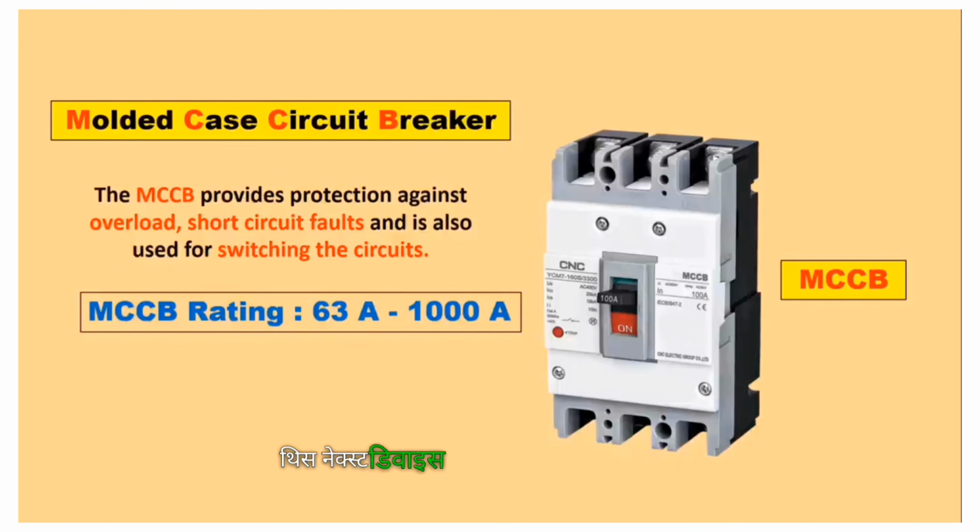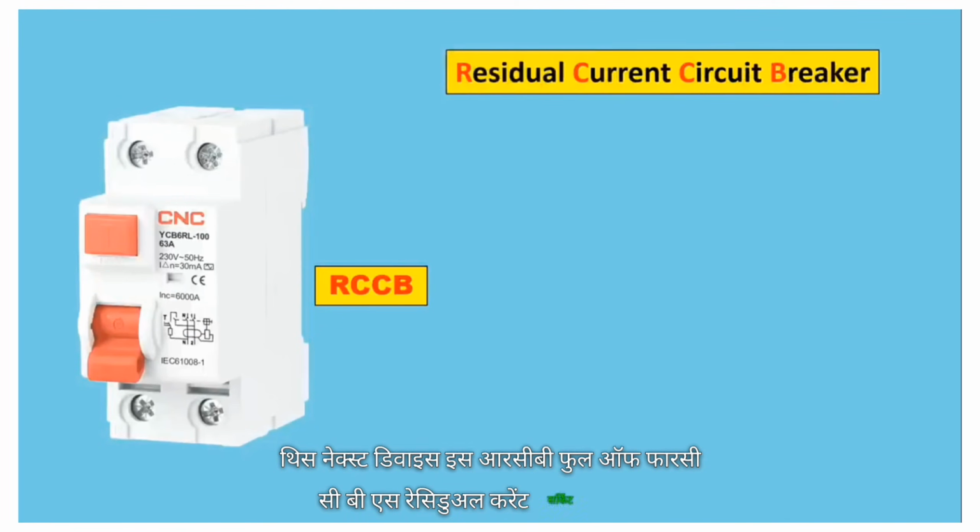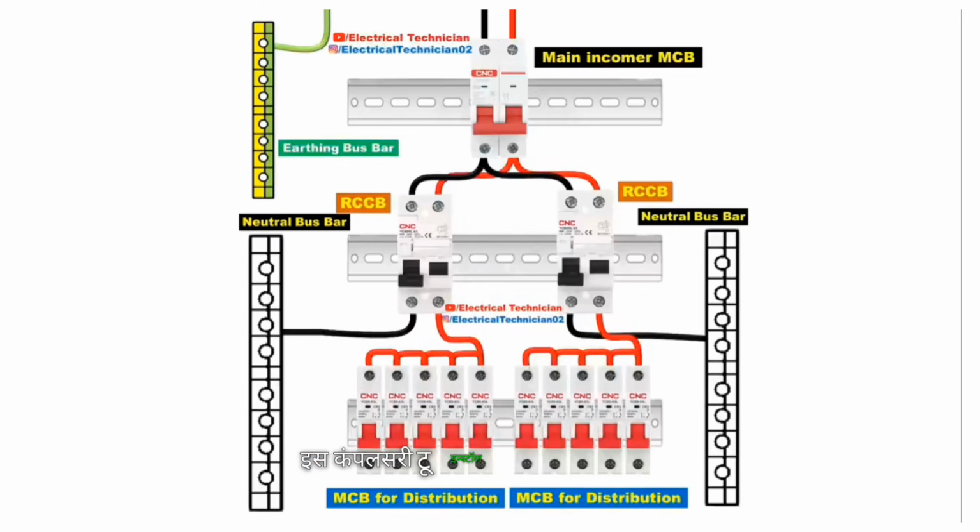After this, next device is RCCB. Full form of RCCB is residual current circuit breaker. It is compulsory to install a RCCB in your home. Why it is compulsory to install a RCCB in our home?